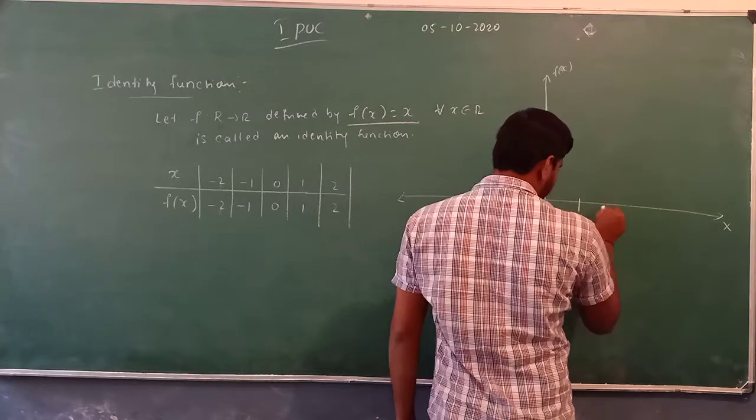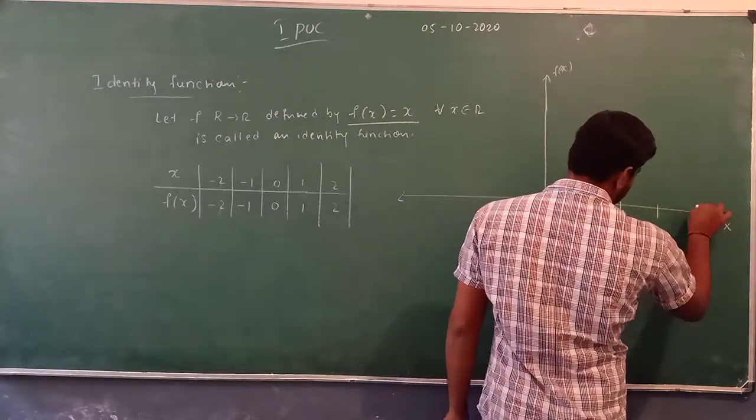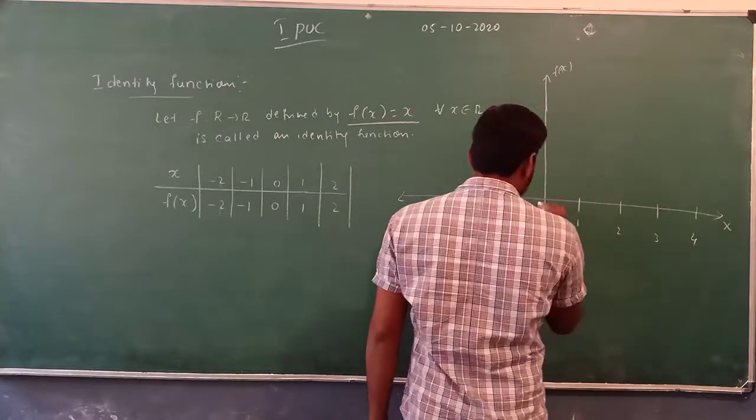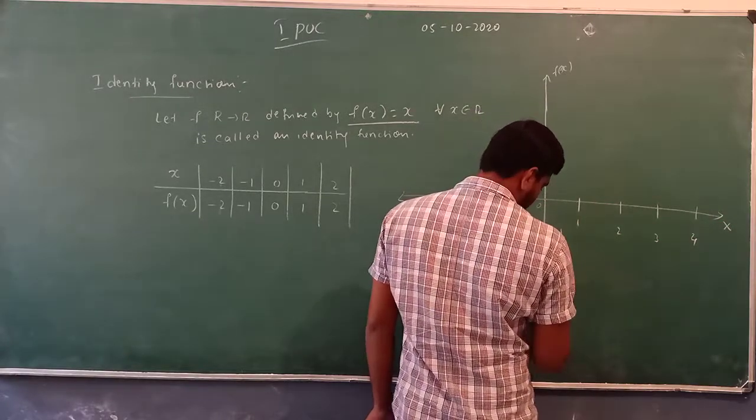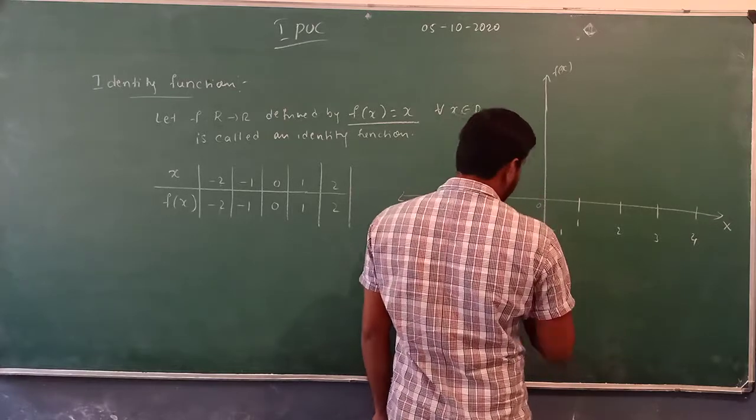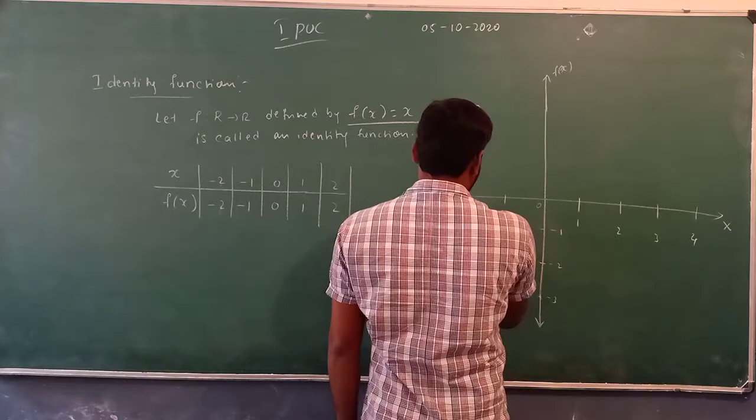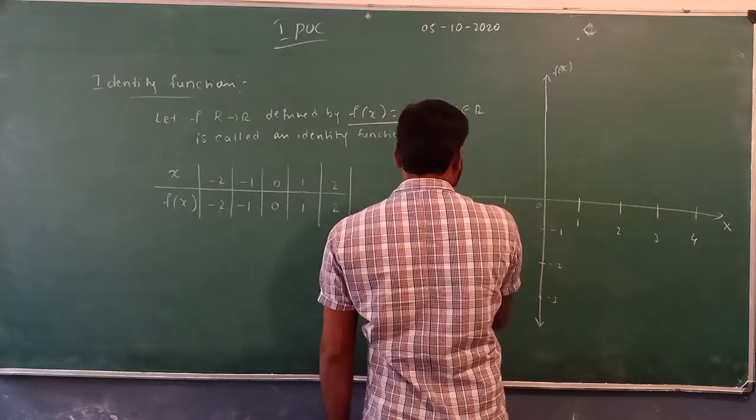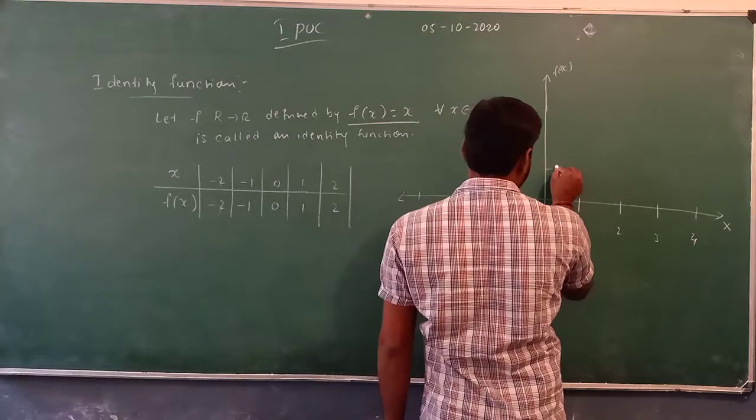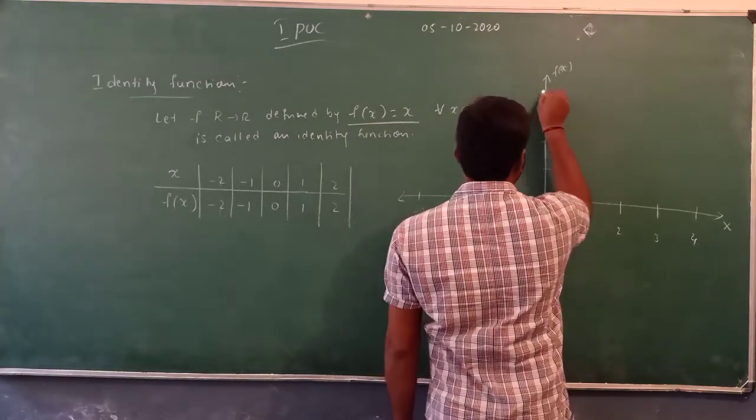So 1, 2, 3, 4. It's going to be the origin. So -1, -2, -3. So it's going to be the -2, -1, so -3. It's going to be the +1. It's going to be 2. It's going to be 3. It's going to be 4.